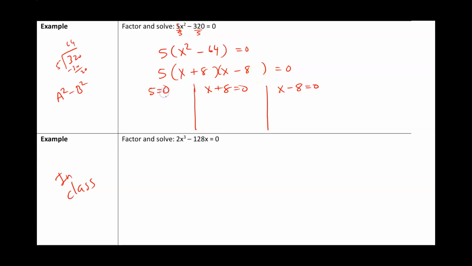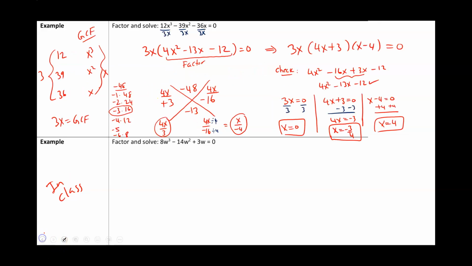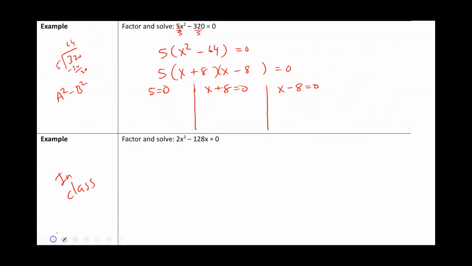Now 5 equals 0 doesn't make any sense. 5 can never be 0. If you look at our previous example, we had a 3x, there was a variable there, which is why we were able to solve for x. But if there's no variable, 5 equal to 0 doesn't make any sense, so we have no solution. From the second one, we get x equals negative 8, and from the third one, we get x equals positive 8. So these are going to be your 2 solutions, x equals negative 8 and x equals positive 8. And that last one we will do in class.